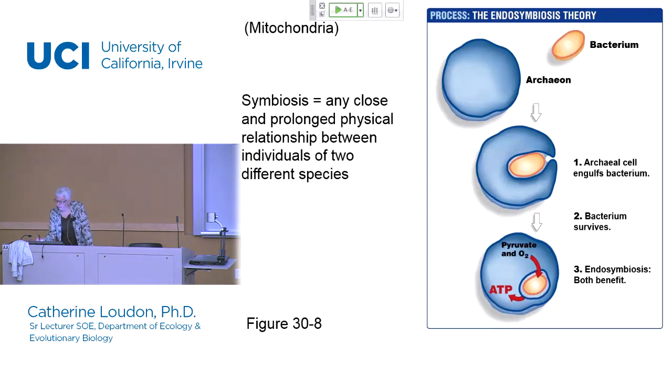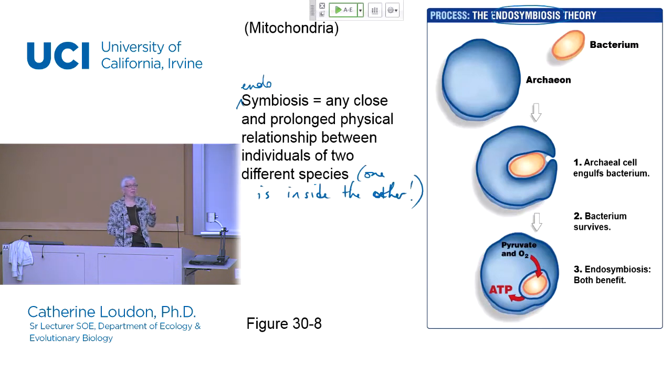How does this differ from endosymbiosis? Well, if we put the prefix endo in front of the word symbiosis, then we mean it's so close and prolonged that one species is actually inside the other. You can't get much closer than that. And if you're talking about single-celled organisms, then inside the other means inside that cell, intracellular. So let's walk through the steps that would have to occur if such a thing took place.